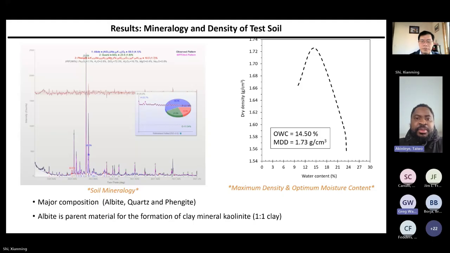Basically, mineralogy is the buildup of every soil. And so with an understanding of the mineralogy of the soil, we are able to know what really influences the chemical processes or the interactions between the cations and the anions and the soil itself.